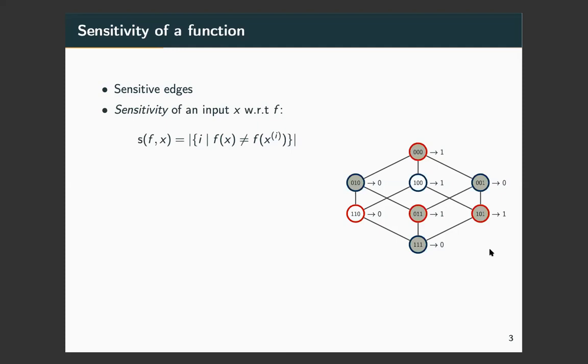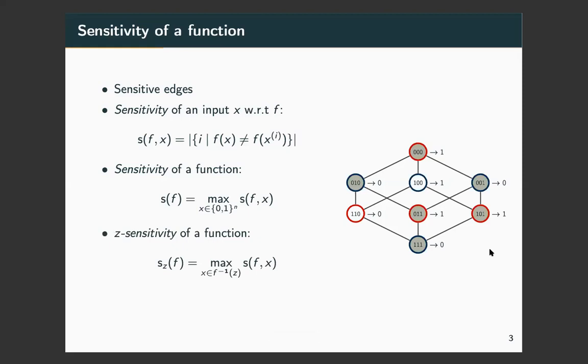Sensitivity of an input x with respect to a function f is defined as the number of bit positions i such that f of x is not equal to the function value at the original string with the ith bit flipped. Therefore, the sensitivity of an input is the degree of the corresponding vertex in the subgraph with only sensitive edges. Sensitivity of a function is the maximum sensitivity over all inputs x.